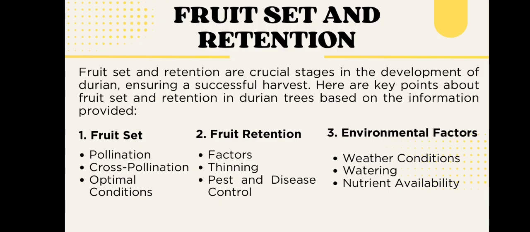Fruit set and retention. Fruit set and retention are crucial stages in the development of durian, ensuring a successful harvest. Here are the key points about fruit set and retention in durian trees based on the information provided. Number 1 is fruit set: pollination, cross-pollination, and optimal conditions. The second one is fruit retention: factors, thinning, pest and disease control. And the third one is environmental factors. Meron tayong weather condition, watering, and nutrient availability.